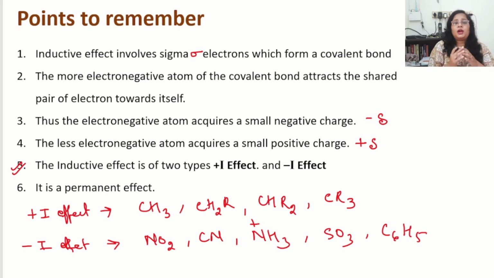So many questions are asked only from plus I and minus I effect. So this point is very important and we need to study a lot on this topic. The next and very important point is that it is a permanent effect. It means it never waits for the reagent to come and then show polarity. In the neutral condition also, the compound is polarized, and when the nucleophiles or electrophiles come, they will attach accordingly.